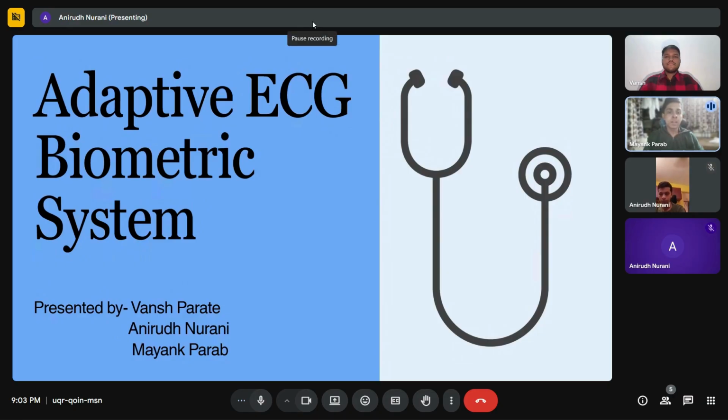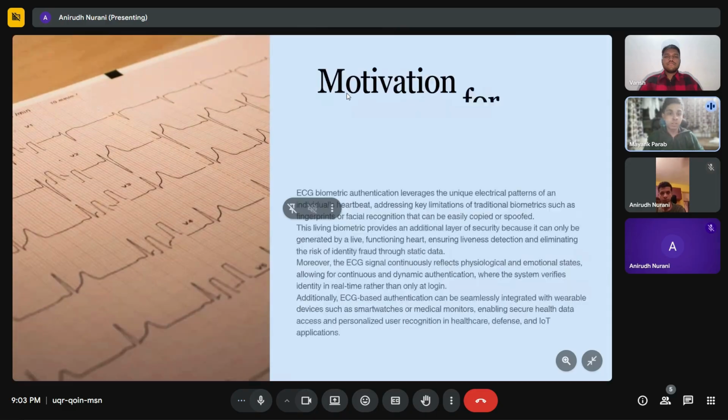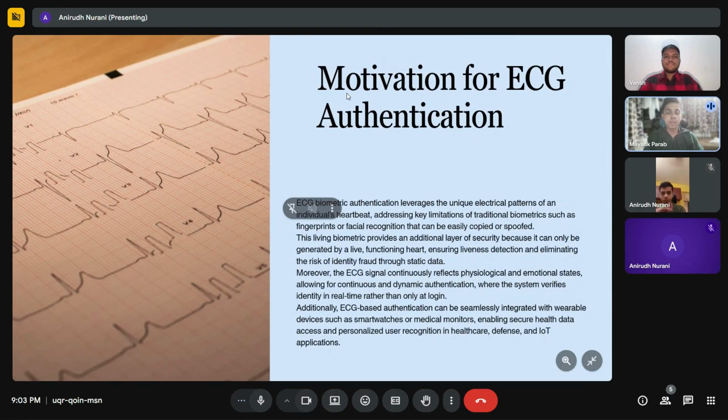The main idea behind the project is to use the electrical signals of the human heart, known as the ECG, as a unique and secure biometric for authentication. Traditional biometrics, such as fingerprints, facial recognition, or iris scans, are commonly used but have major drawbacks. They can be copied, forged, or spoofed using photos or molds.